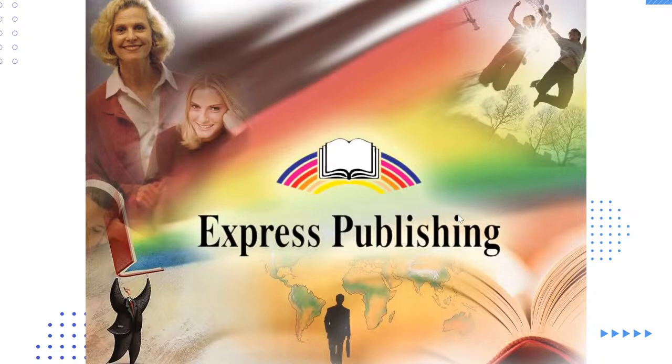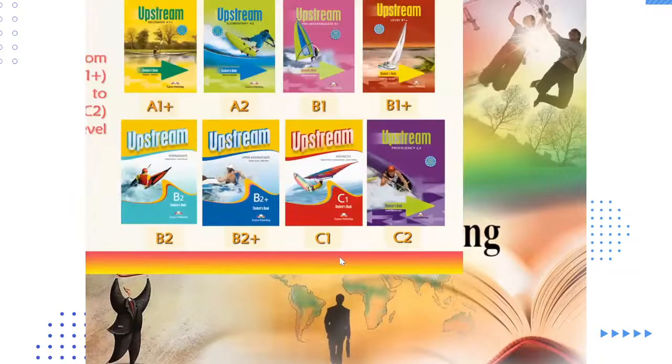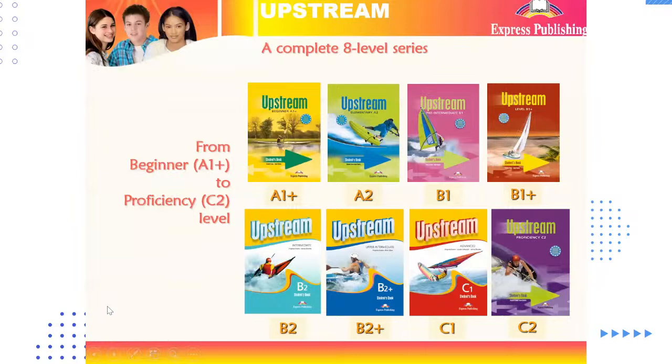What I'd like to do today is start by talking to you a little bit about our Upstream series. Now, many of you may be very familiar with Upstream. It's been a very popular series for many years. Upstream contains 8 levels from beginner all the way up to proficiency level. On your screen now, you can see all of the covers from the series. You can see the series actually begins at A1 plus level and progresses all the way up to C2 level.